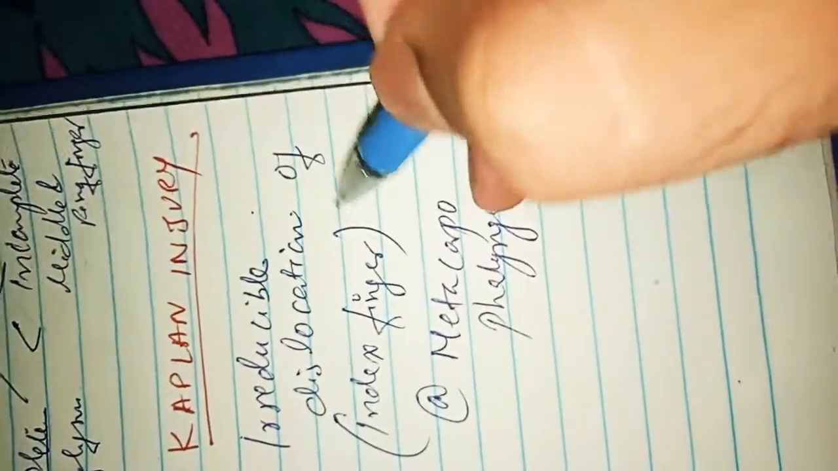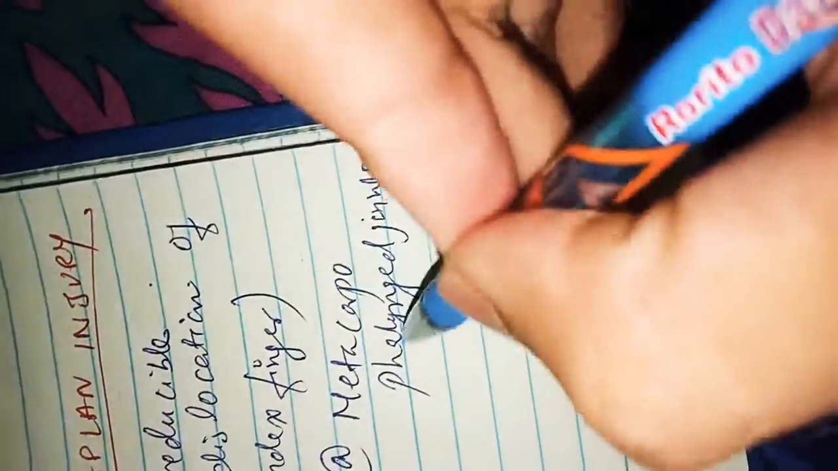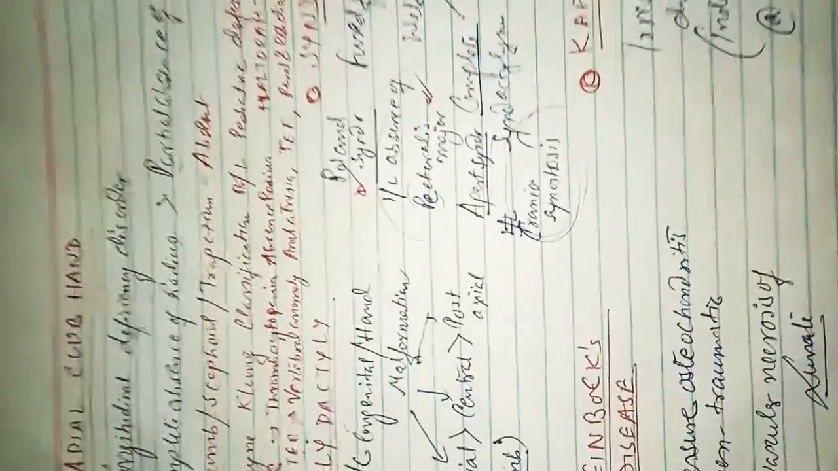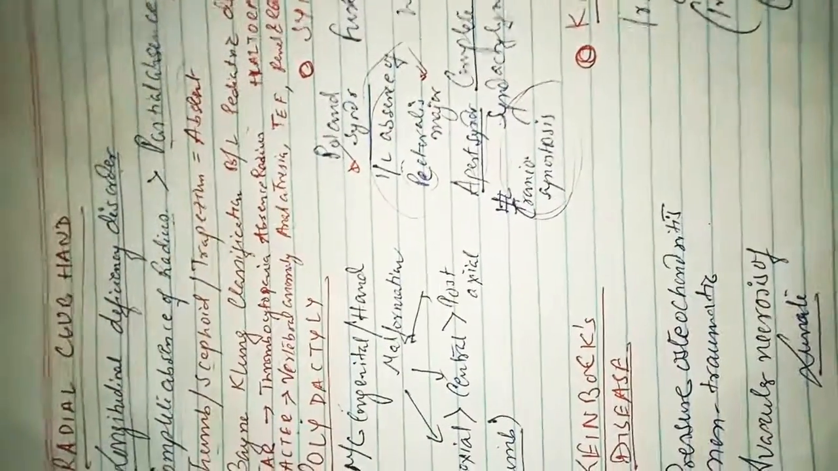Now coming to the Farabeuf's injury. Farabeuf's injury is an irreducible dislocation of the index finger at the level of the metacarpophalangeal joint. At the level of the metacarpophalangeal joint, there is an irreducible dislocation of the index finger. So this is all about the injury or the deformity of the wrist and the forearm.